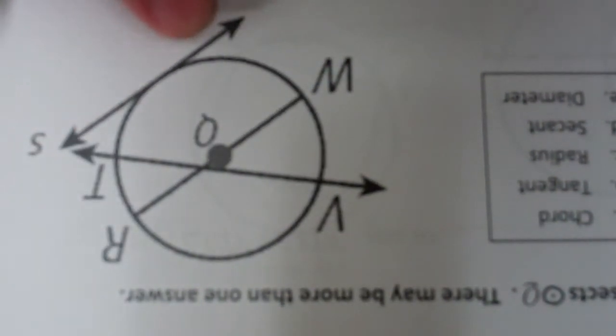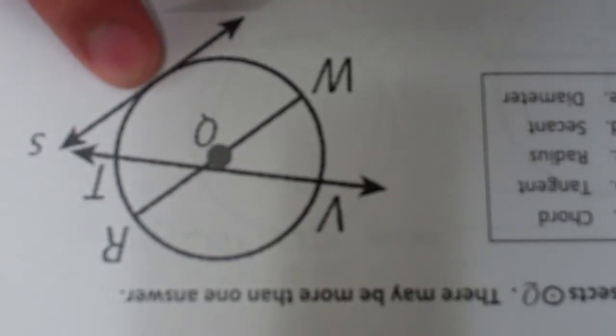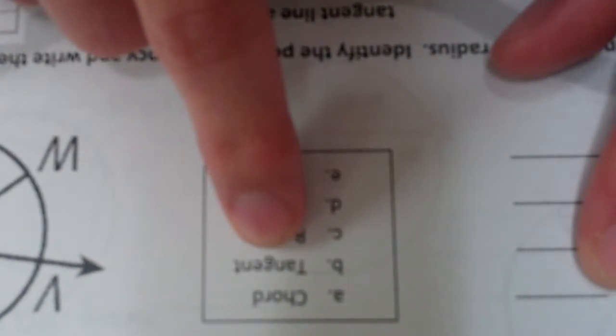Alright, we're going to go over the test review, lessons 11.1 through 11.7. It does not include 11.3. Number 1 is asking for line S. If we look at line S, it is a tangent line. It goes on the outside of the circle, touching it at one point. Line S, tangent, is letter B.